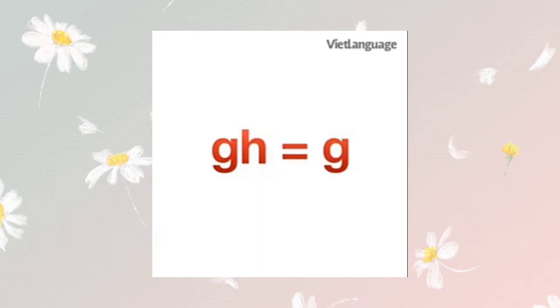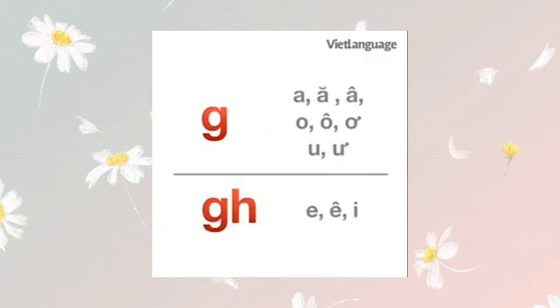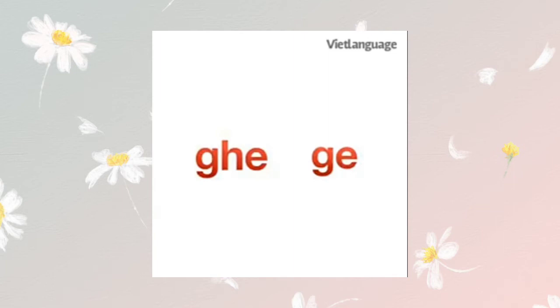G has the exact same pronunciation as the letter G in the Vietnamese alphabet, but they are written differently because of the same rules. G with no H goes with the vowels a, o, u, and then gh with an H goes with the vowels e and ê. Okay, so when you hear the word ghe, ghe, which way is the correct way to write it? G with an H. Okay, ghe.